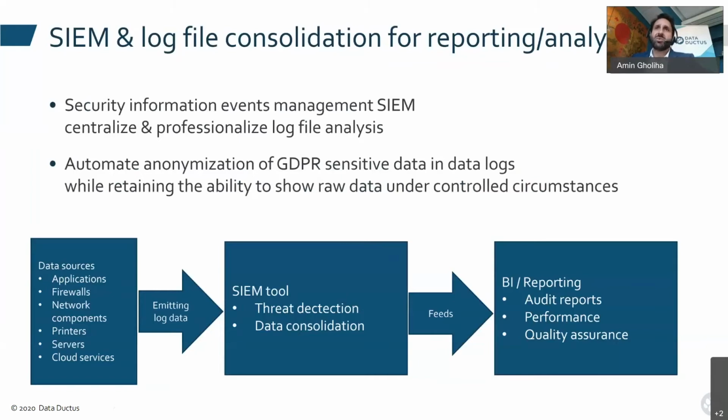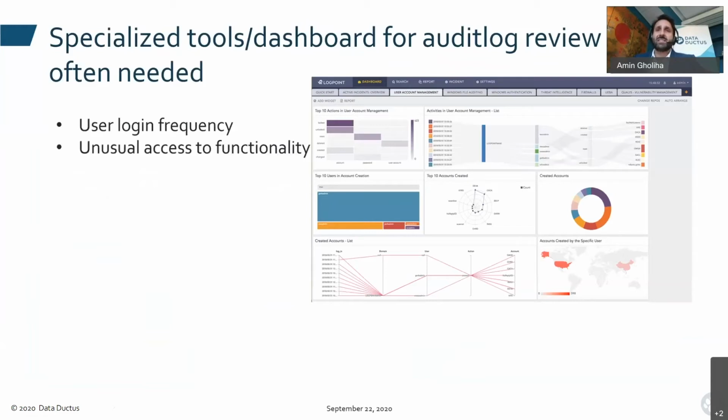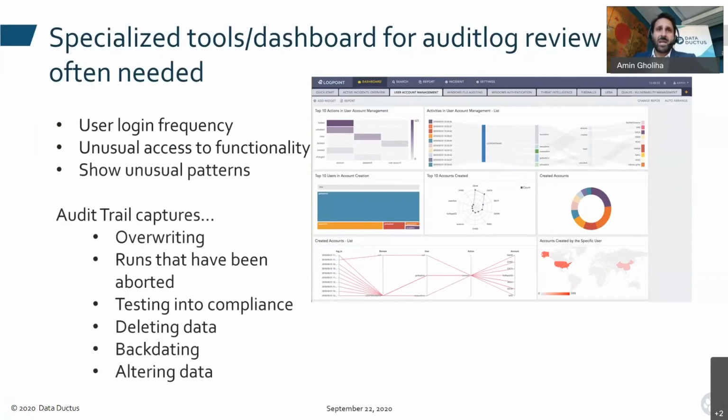Basically, these tools have not existed for the pharma industry in the past, but they are starting to be more common now. One example is that when you're going to do your own audit of the system, you will have some dashboards where you can see user login frequency for different systems and unusual access to functionalities. You should be able to see all of this and show unusual patterns basically. And this kind of tool is very good to have.